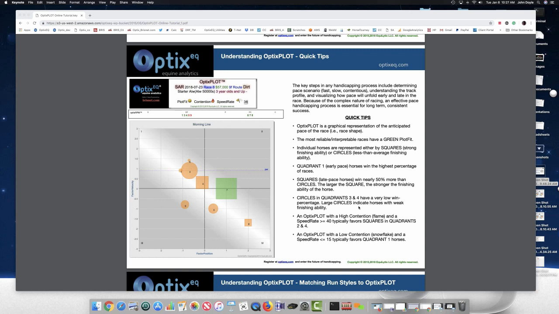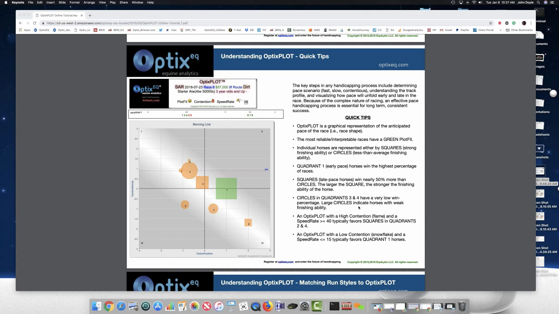Quadrant 1, early pace, obviously, horses have the highest win percentage of any race, all right? And Q1 squares have the best. So you got Q1 circles, Q1 squares. Q1 circles win also, but Q1 squares have the highest rate. Squares win typically like 1.5 times what the circles win percentage is. So that makes kind of sense, right?